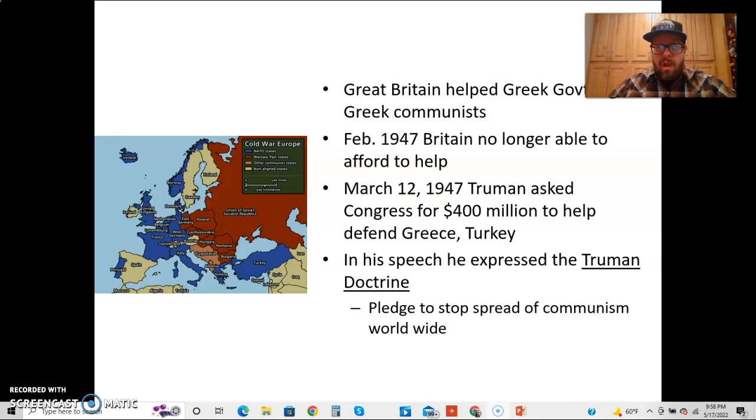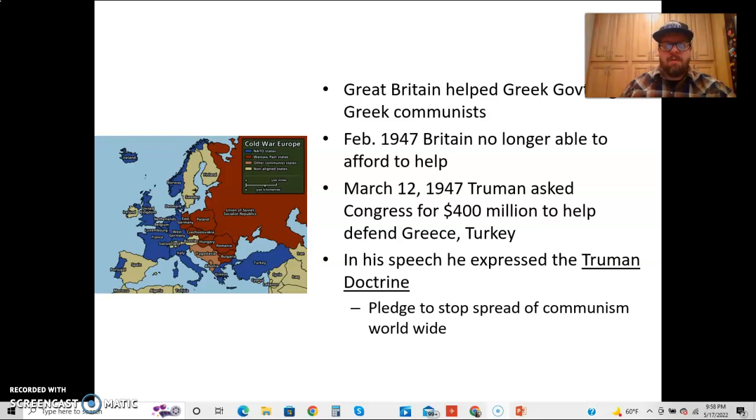And Stalin would love that. He'd actually would love that. So February 1947, Britain financially was not able to help Greece out any longer with military support to be able to fight off these Greek communists. And so the United States took over where Great Britain left off.